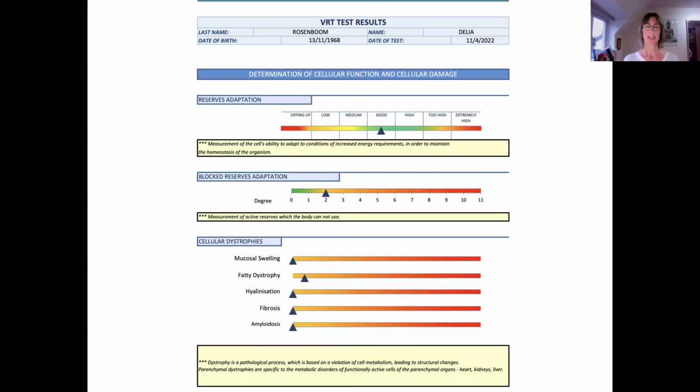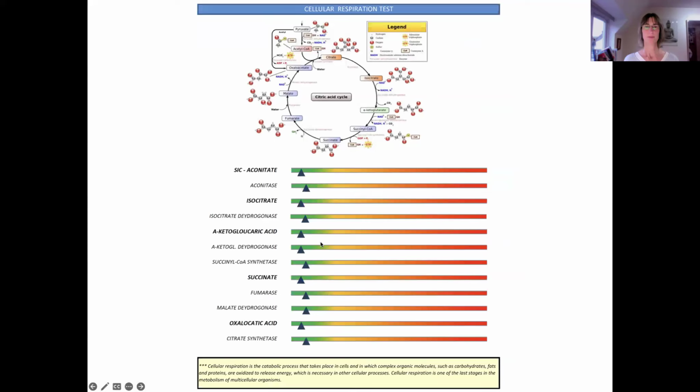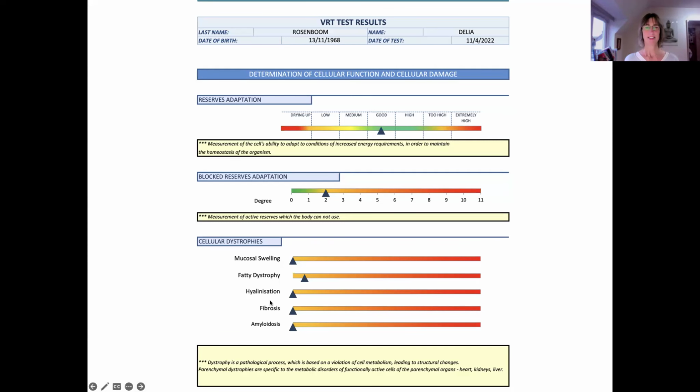Then we start looking at cellular dystrophies. So we're looking at pathological processes around the cells. And again, we want the arrows to be down low. As they get higher, we might be experiencing structural changes within our cells.